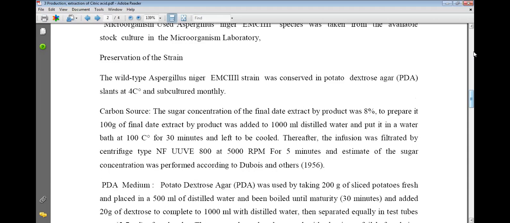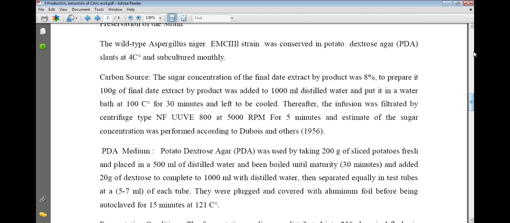For the carbon source, the sugar concentration of the final date extract product is 8%. To prepare it, take 100 gram of the date extract product in 1000 ml distilled water and put it in a water bath at 100 degrees Celsius for 30 minutes and leave it to cool. Thereafter, the infusion was filtered by centrifuge at 8,000 to 5,000 rpm for 5 minutes.